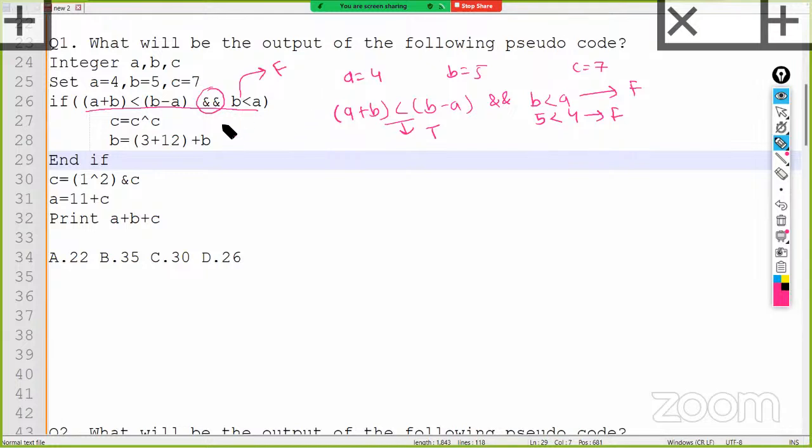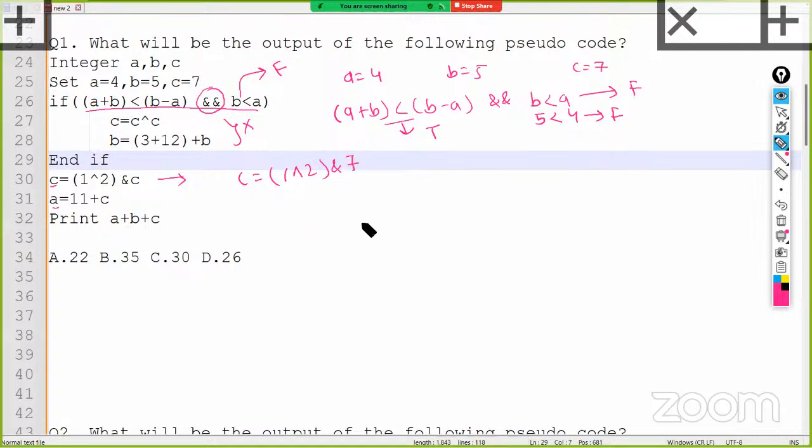Now, if it is false, then this block of statements will not execute. It goes outside. In the outside we again have two lines of code, in which we are changing the values of C and A using XOR, OR and bitwise operators. So let us change C here. I'm going to say C equals 1 XOR 2. I need to solve the XOR, and the result goes to C. C is 7 itself.